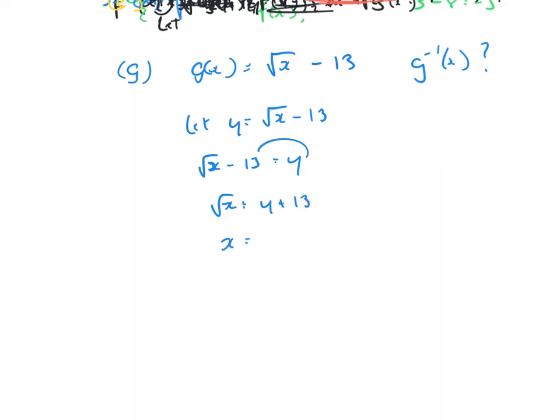Root x, square both sides. x will be equal to y plus 13 all squared. Reintroduce the functional notation. And the inverse function then is the variable plus 13 all squared.